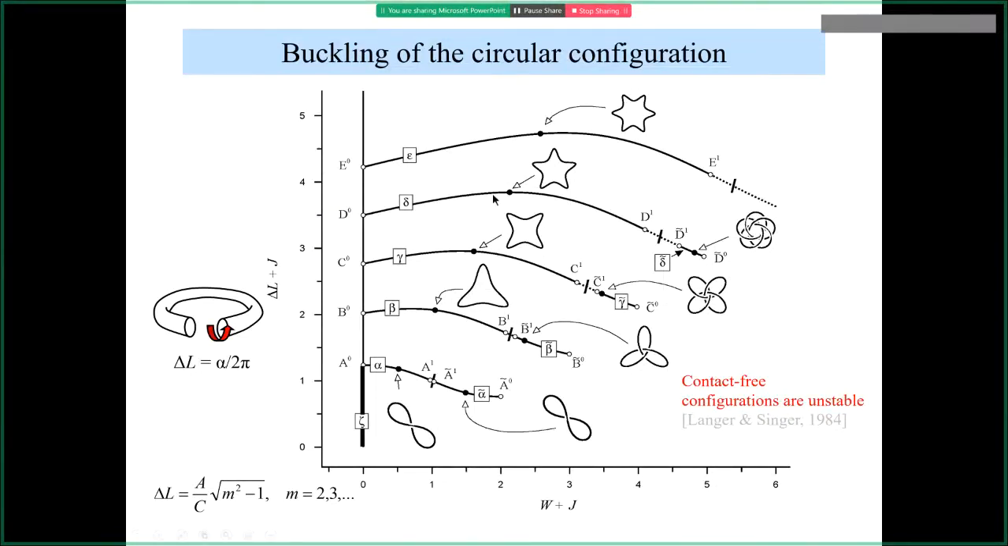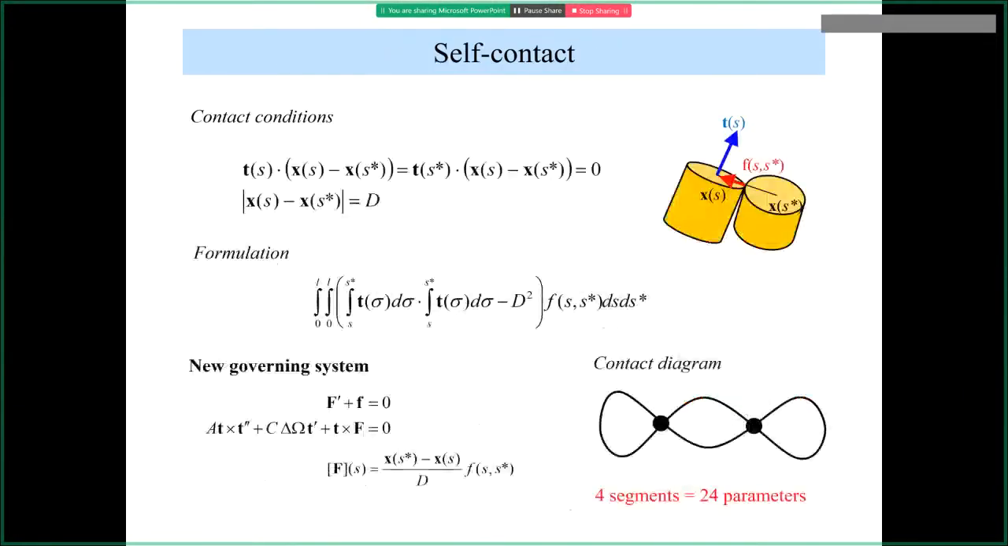Okay, now what happens once you follow these branches up to the point of self-contact, ignoring the self-contact, you would pass into the situation where you have knotted configurations of the torus knot type. The main observation that people have made here is that all of these configurations do not involve self-contact, but unfortunately they are all unstable, and this has been observed already in the 80s. So if we want a structure of DNA with some supercoiling that would be stable, that structure will require self-contact. So we need to be able to include self-contact in our model.